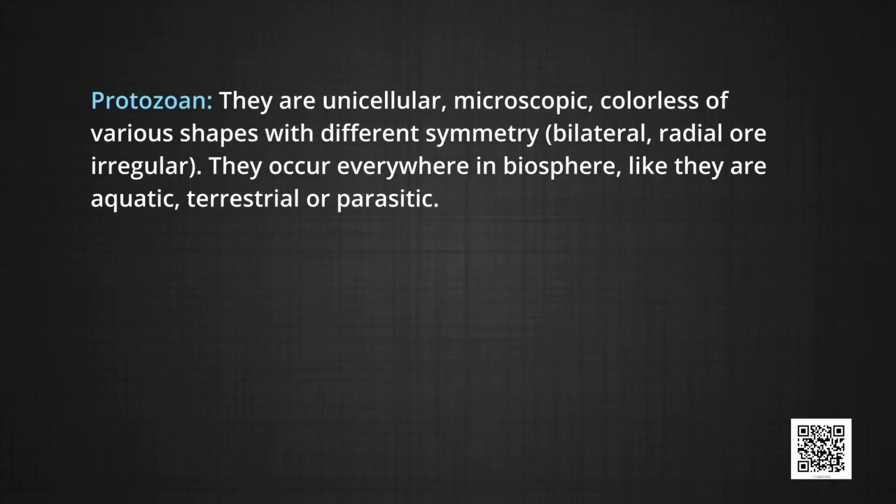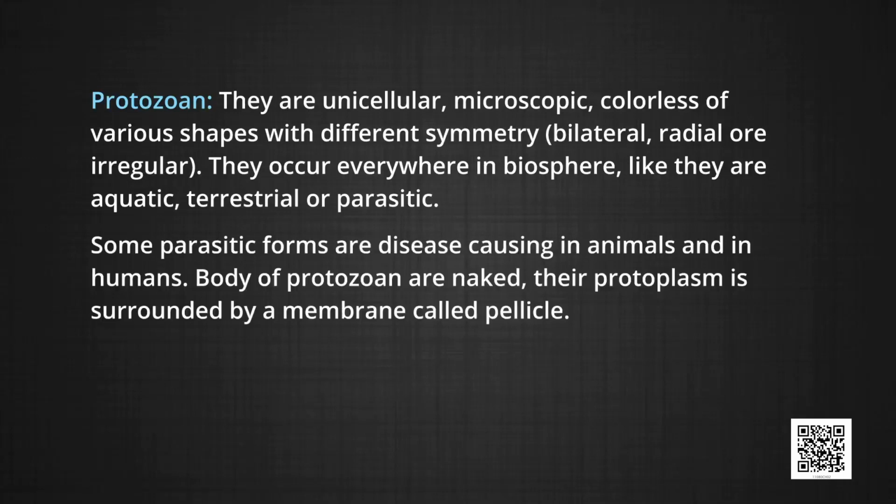Protozoans are unicellular, microscopic, colorless, of various shapes with different symmetry: bilateral, radial or irregular. They occur everywhere in the biosphere; they are aquatic, terrestrial or parasitic. Some parasitic forms are disease causing in animals and in humans. The body of protozoans is naked. Their protoplasm is surrounded by a membrane called pellicle.